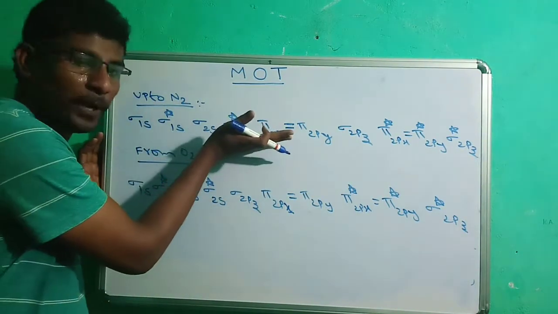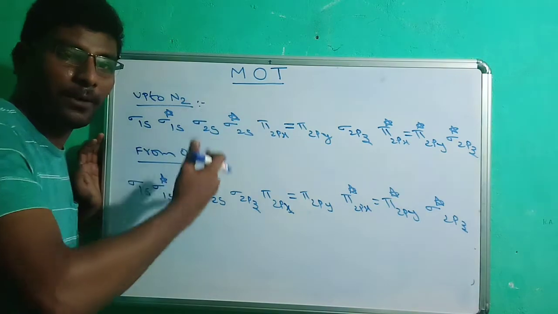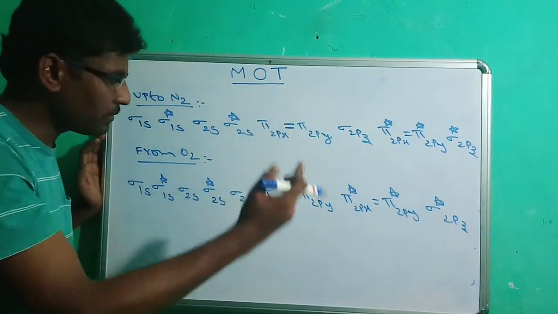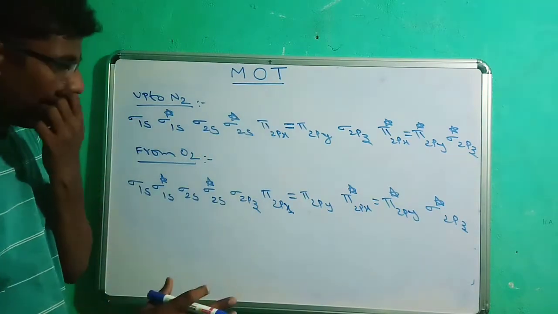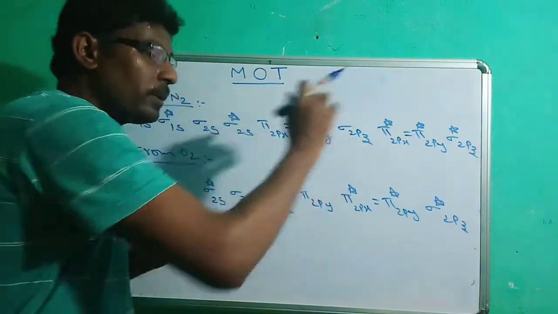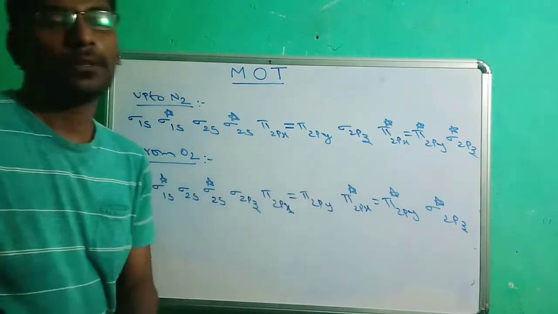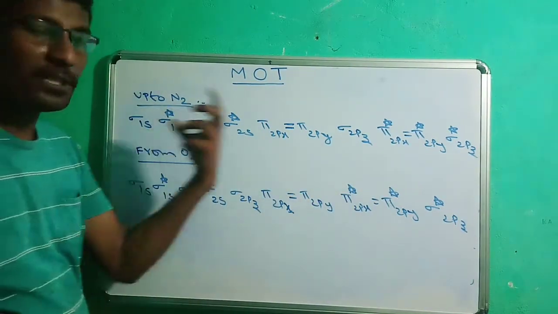So up to the N2 molecule, which means hydrogen, helium, lithium, beryllium, boron, carbon, nitrogen, all these molecules will be placed into this electronic configuration, and from the O2 molecule we have to place into this electronic configuration. Let's see with some examples.